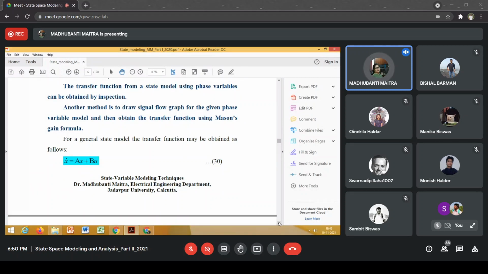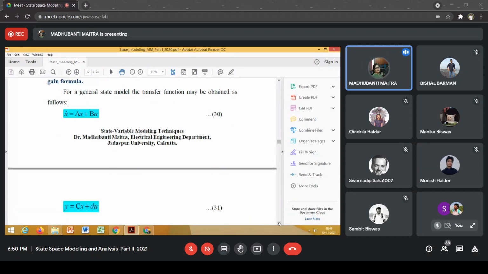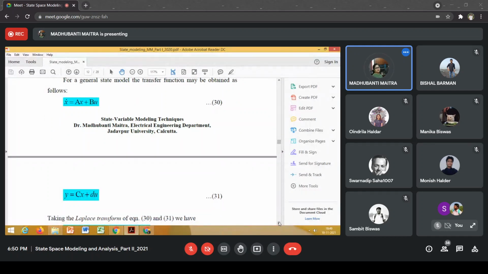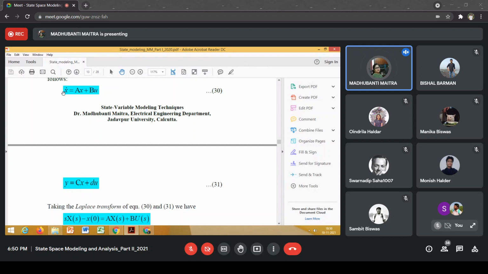Now let us consider any generic state model for a given system. Let's suppose that the state model is given by x dot is equal to Ax plus Bu and y is equal to Cx plus Du. Since we are trying to find out the transfer function, it's obvious that we are considering a SISO system, single input, single output system.